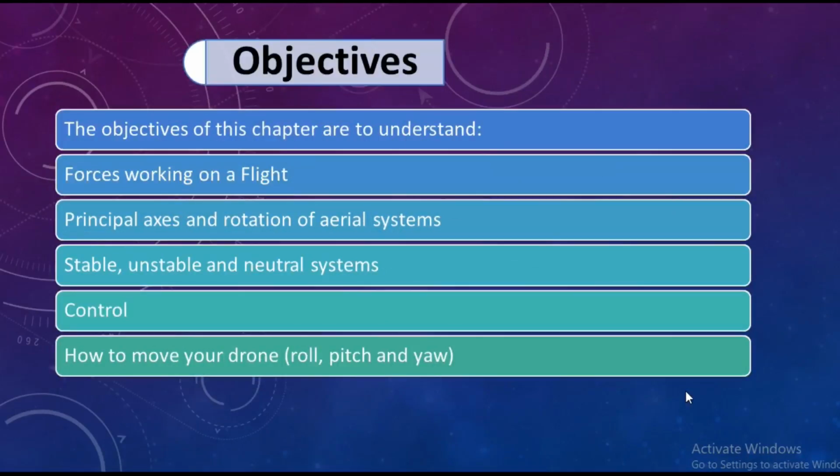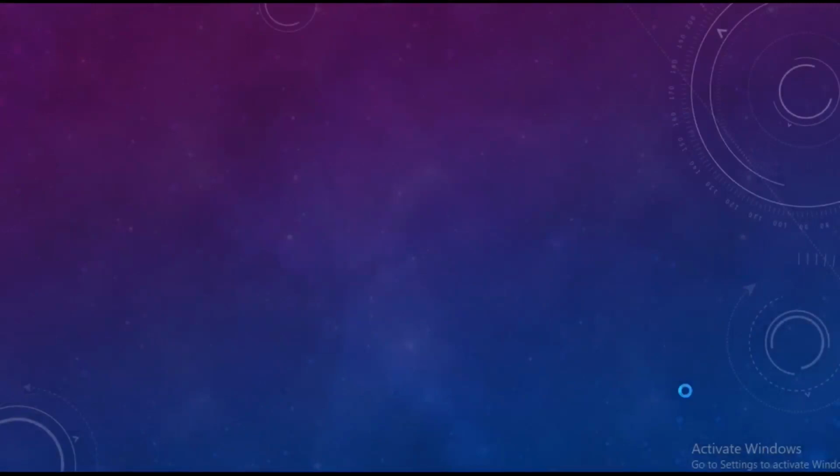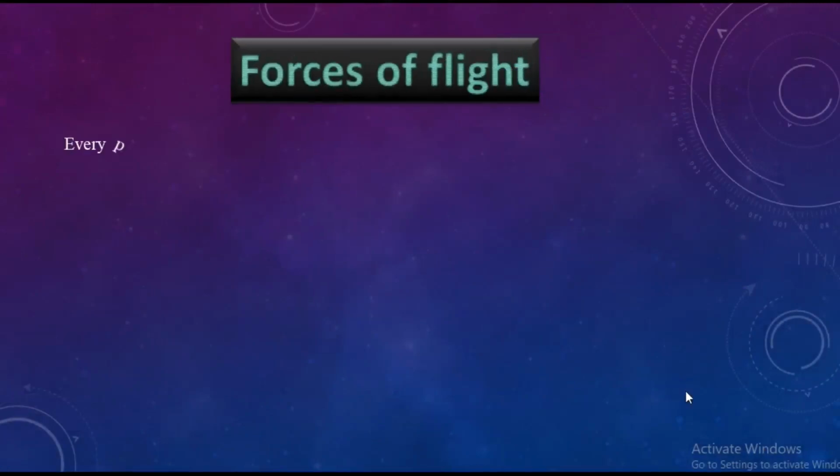All, objective of this chapter. Basically, the objectives of this chapter are to understand forces working on a flight, principal axis and rotation of aerial systems, stable, unstable and neutral systems, and control, how to move your drone: roll, pitch and yaw. So let's start with the forces of flight.